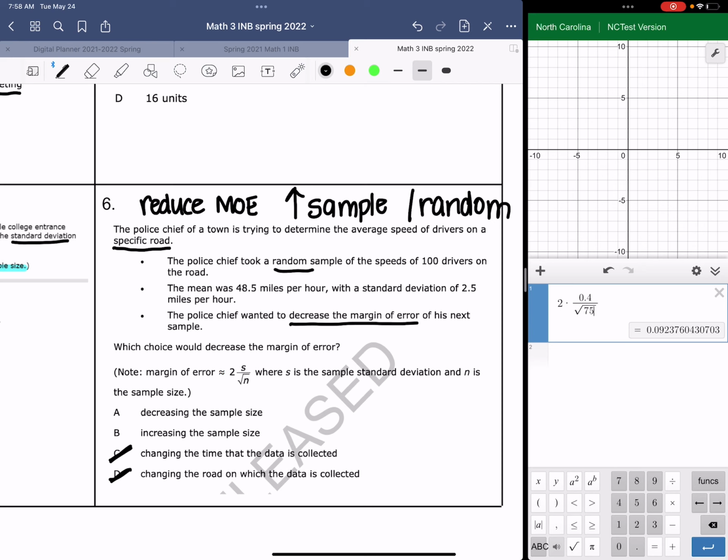Well, we increase the sample size because if we increase the sample size, that's going to reduce the margin of error. So instead of doing 100 drivers, he may do 200 drivers. And that's going to help him get a better selection of what he's actually trying to find. So B is the correct answer.